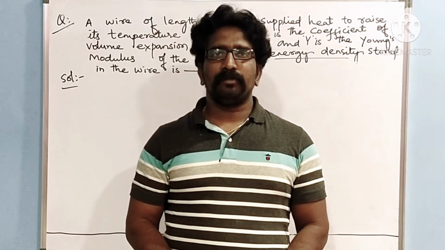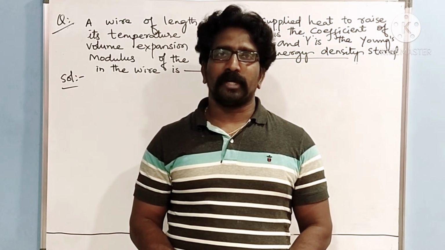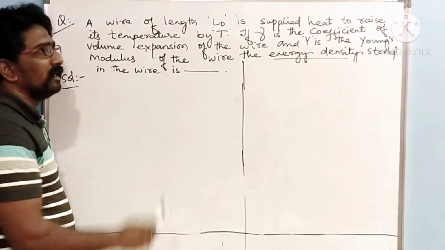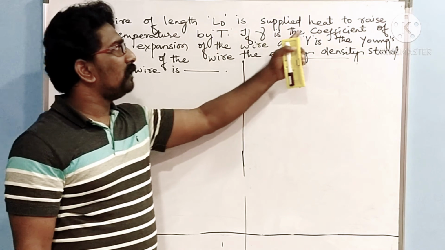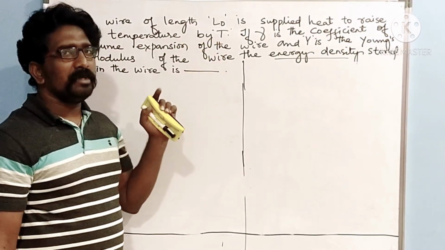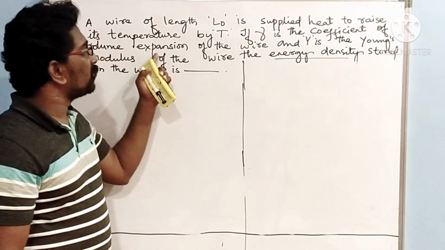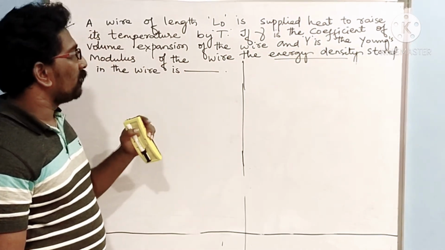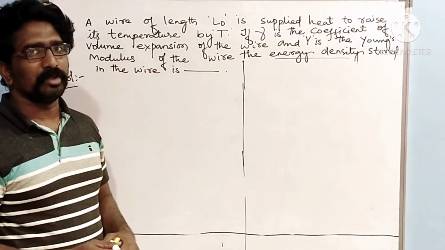In this particular lecture, we'll be working on a numerical regarding thermal properties of matter. Let us see that numerical right now. The question given is regarding a wire of length L0 that is supplied heat to raise the temperature by T. It means that delta T is given as T. If gamma is the coefficient of volume expansion of the wire and Y is the Young's modulus of this wire, then you are supposed to find the energy density stored in this wire.